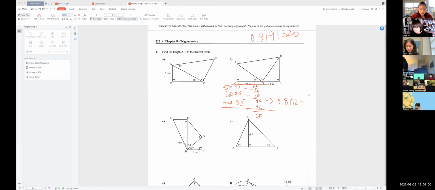So CD is 45. So 0.8192 equals 45 over AD. So AD equals what? Equals 45 divided by 0.8192. So AD equals 54.93. Okay, so let's find out BD.